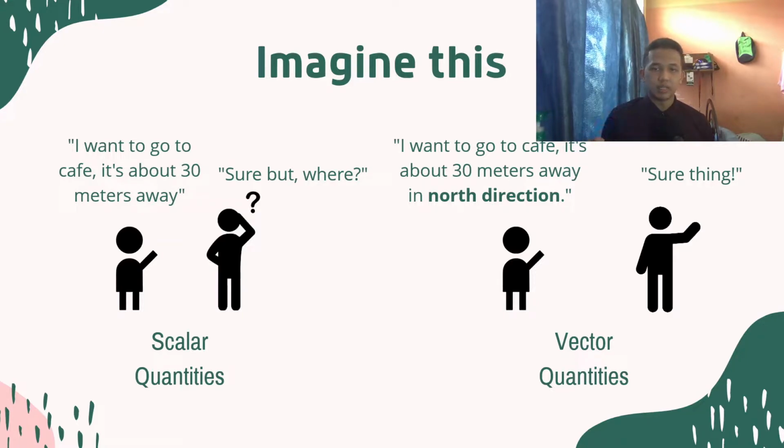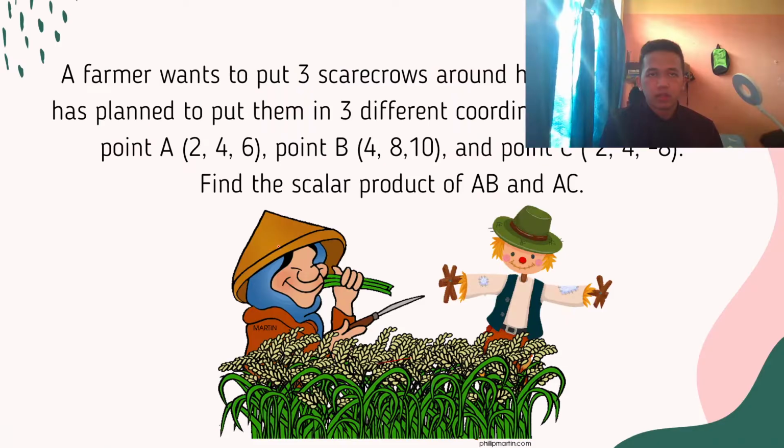While in the vector quantities situation, person number one said, I want to go to the cafe. It's about 30 meters away in the north direction. Now we know where the location is, where the direction is. As you can see, he mentioned two things, the magnitude and the direction. I assume you understand it now. Unfortunately, there's actually much more than what I mentioned. This is just the basics of vector and scalar quantities. But it's understandable. So, let's get into the question.